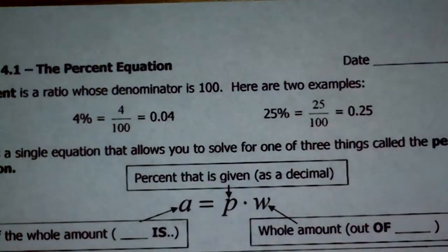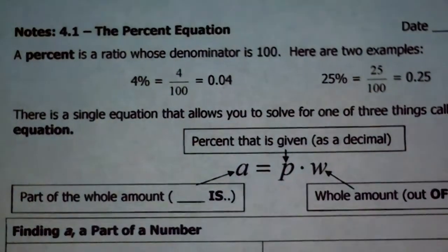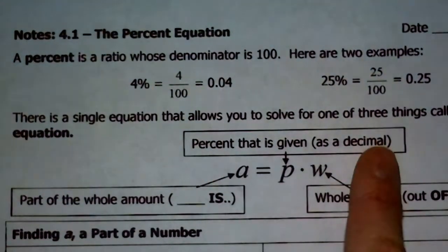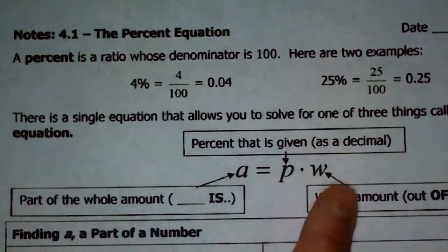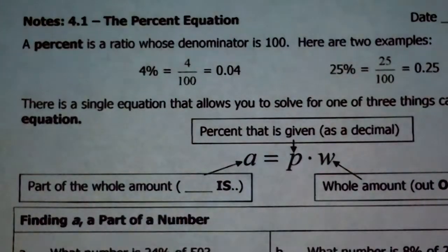I do want you to be able to go back and forth between all three: when it's written as a percent, when it's written as a ratio, and when it's written as a decimal. All right, so the single equation I was talking about, A equals P times W, allows you to solve for A, P, or W. What is A, you say? A is part of the whole amount.